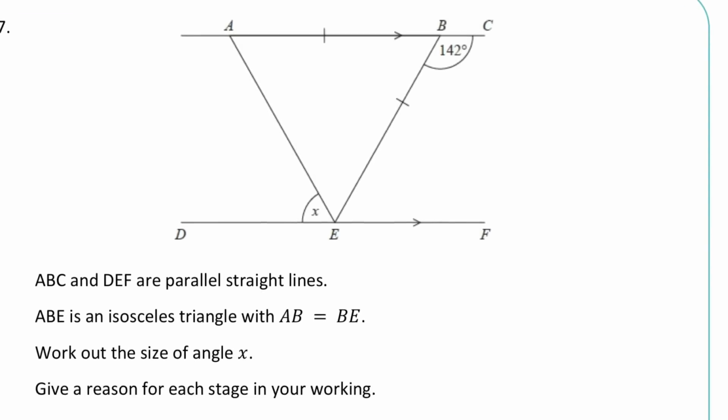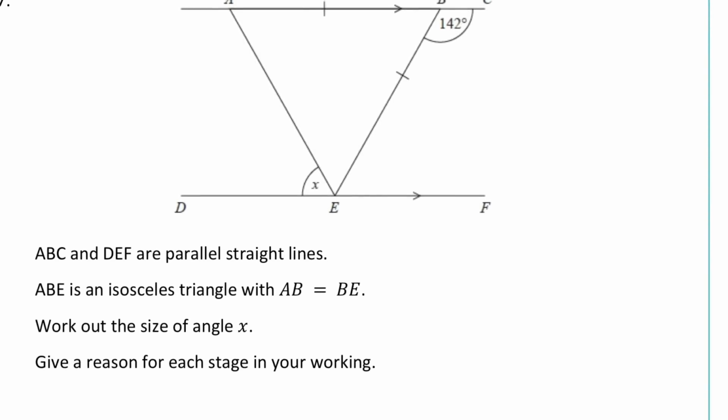Question 17, we have some angles within parallel lines. So it says here A, B, C and D, E, F are parallel straight lines. ABE is an isosceles triangle. Don't know why they've told us that, because we can see it's an isosceles triangle because we've got these two lines on here, but there we go.